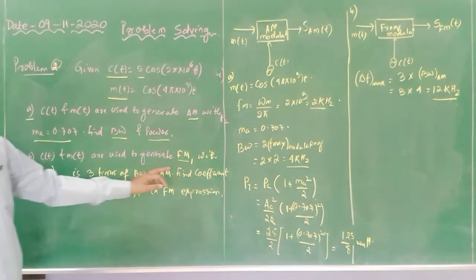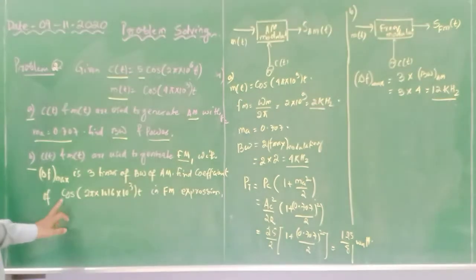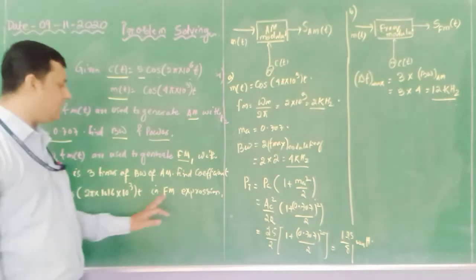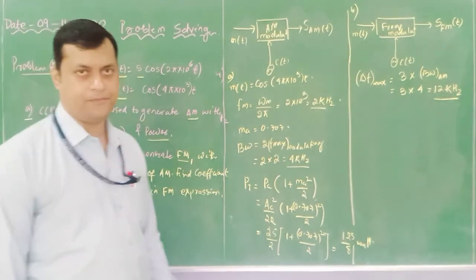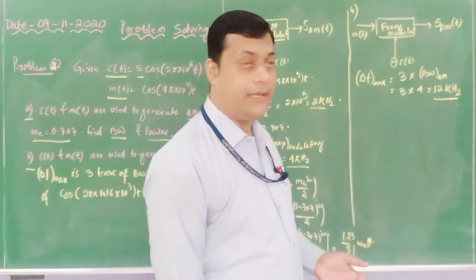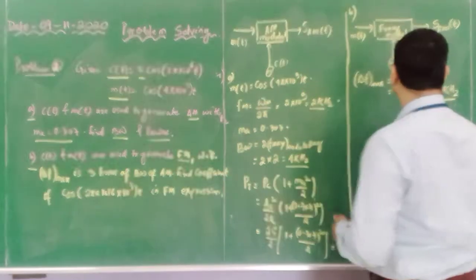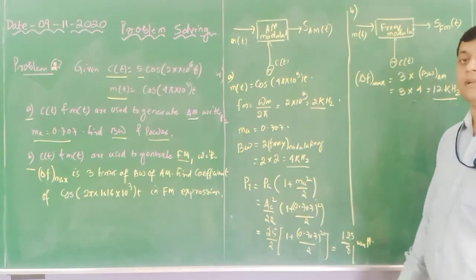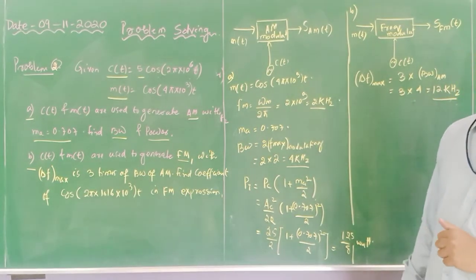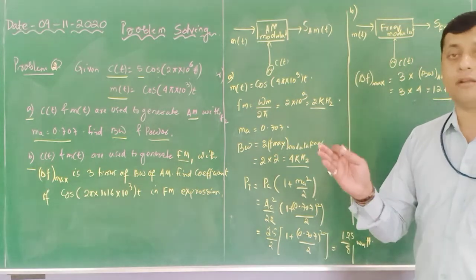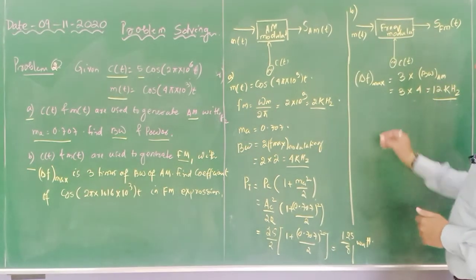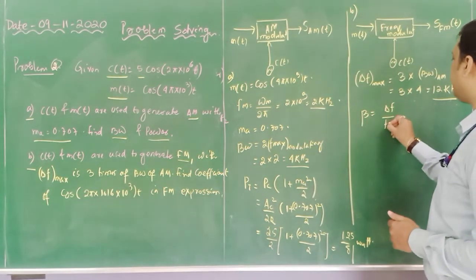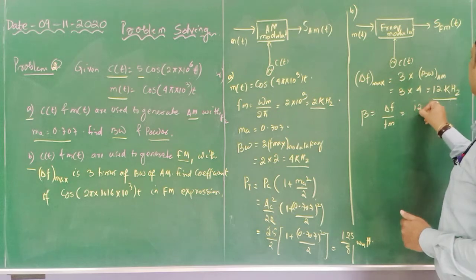Next, we have to determine the coefficient of cos of 2 pi into 1016 into 10 to the power 3 t in the FM expression. In the FM expression, I have to identify whether it is a WBFM signal or a narrowband FM signal. Then only can I decide the equation for the FM signal. Now, as per this, the modulation index is del f by fm. So del f is 2 kilohertz.